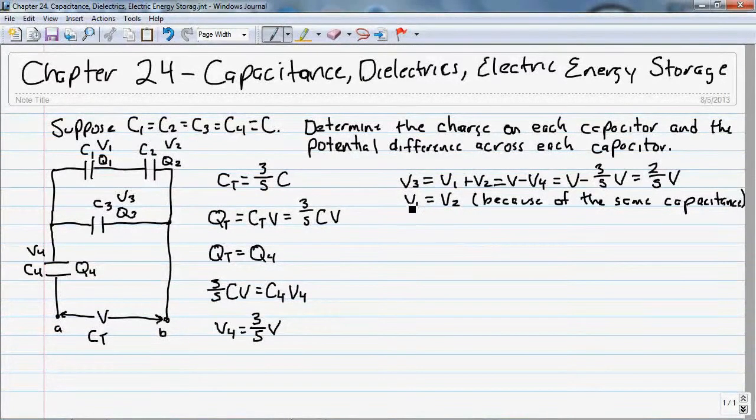Okay, so that means that since they're equal and they add up to V3, V1 is going to be 1/5 times V. V2 is going to equal 1/5 times V. V3, we'll just rewrite that, that's 2/5 V. And V4 is equal to 3/5 V.